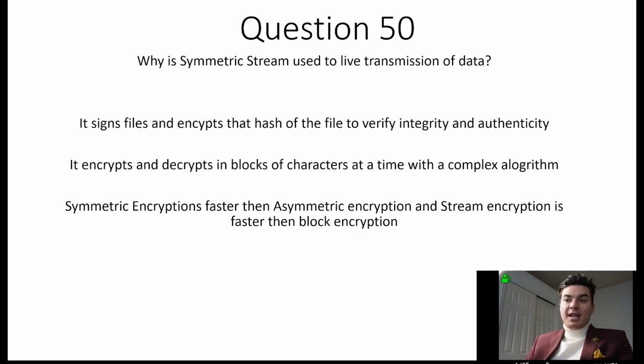It signs files and encrypts the hash of the file to verify the integrity and authenticity. That's talking about a digital signature, or the DSA algorithm for signing. It encrypts and decrypts in blocks of characters at a time with a complex algorithm. That is talking about a block cipher, such as ECB, the cipher feedback mode, or the output feedback mode.